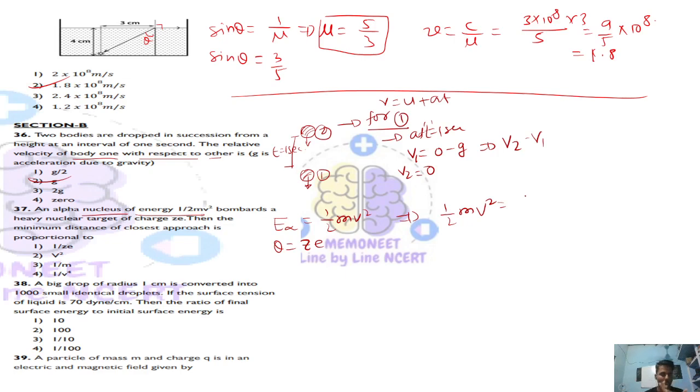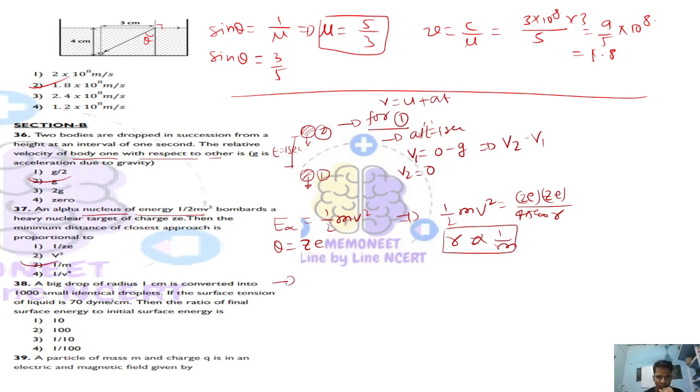Potential energy is k q1 q2 upon r. It's simply k, alpha means 2e, into Ze, that is k q1 q2, 1 by 4 pi epsilon naught. So from here you can calculate r, and r comes out proportional to 1 upon m. It is inversely proportional to the mass. Option third will be the correct answer. It's a simple energy conservation question.